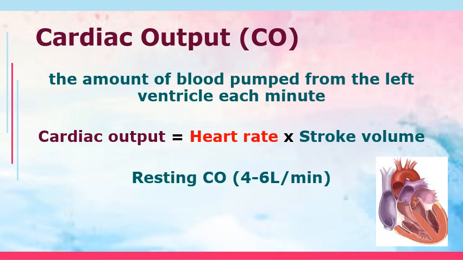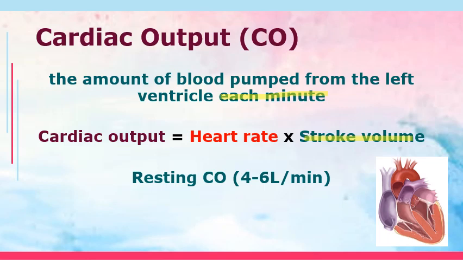Now let's talk about the cardiac output. Remember that the term cardiac output refers to the amount of blood pumped from the left ventricle each minute. Again, highlight there the term each minute. So for cardiac output, the formula is heart rate times stroke volume, because it refers to each minute. Now, when I say stroke volume, that is the amount of blood which goes out of your ventricle every time the heart pumps or every time the heart contracts.